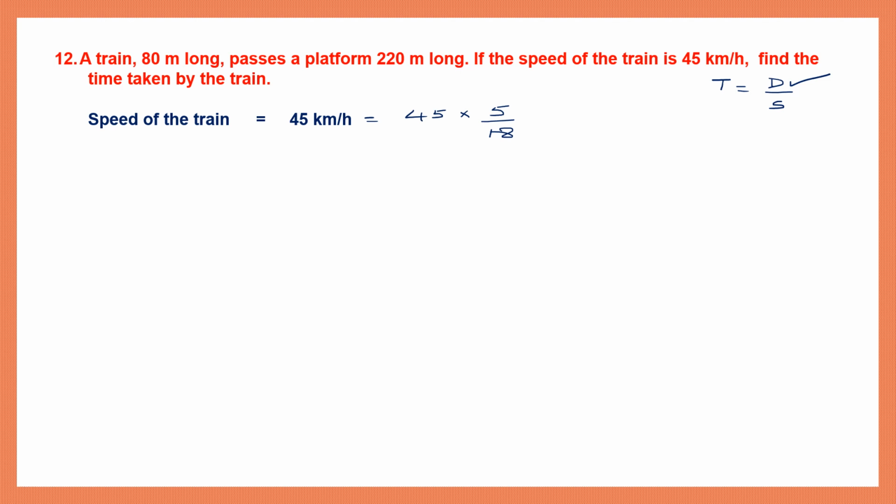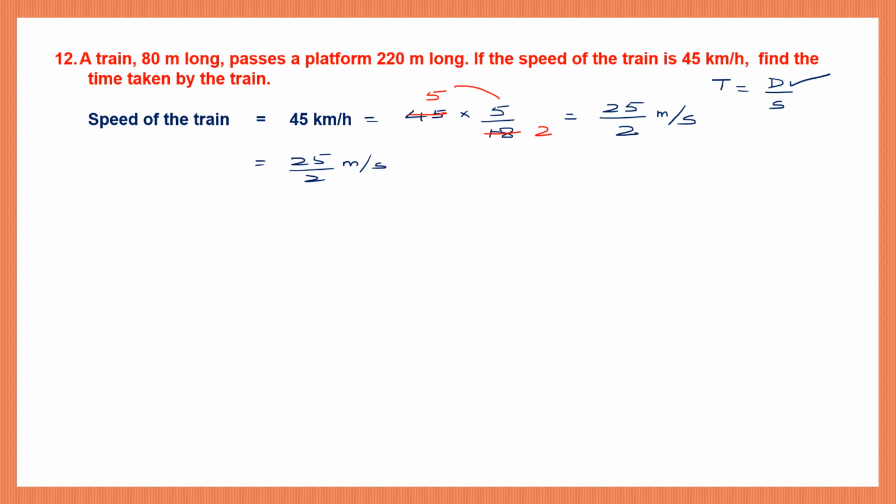Now I can cancel 18 and 45 by 9. 9 twos are 18, 9 fives are 45. Now let's multiply the numerators because there's nothing else to cancel. So 5 fives are 25, 25 by 2. Now this has become meter per second. So here the speed of the train is 25 by 2 meter per second. So we'll leave it at that.